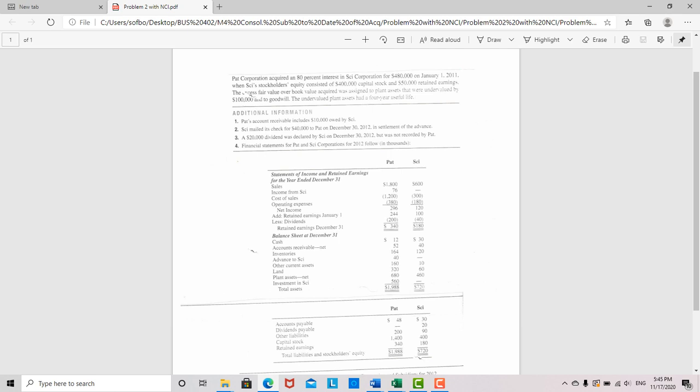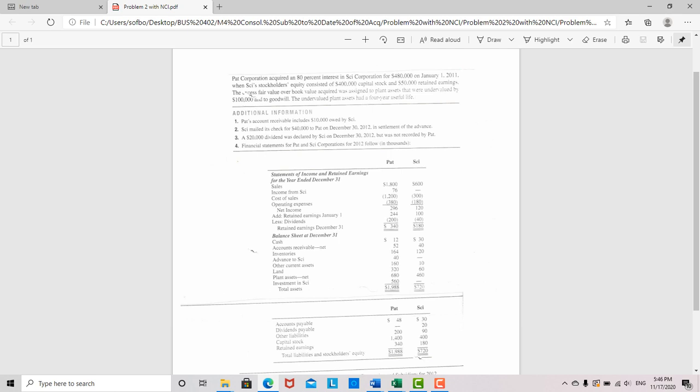PAC Corporation acquired an 80% interest in NCI Corporation for $480,000 on January 1, 2011, when NCI's equity consisted of $400,000 capital stock and $50,000 retained earnings. Now realize that the acquisition took place on January 1st, 2011, but this is going to be a December 31, 2012 consolidation. So it's a 2-year problem.